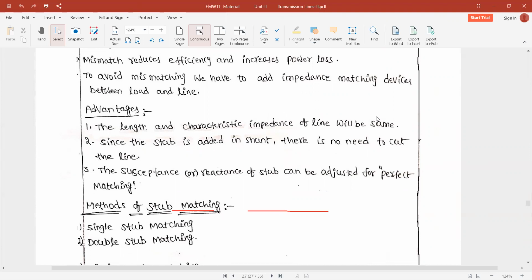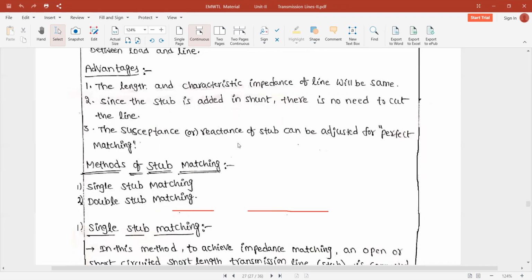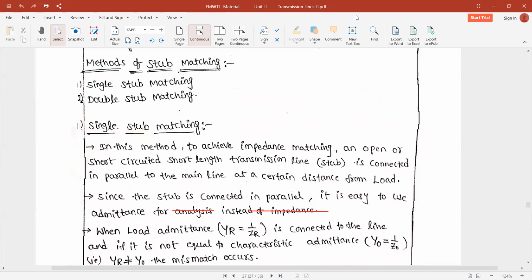Whenever there is a piece of transmission line you can add between the load and the line, its length and characteristic impedance of the line will be the same. Since the stub is added in shunt, there is no need to cut the line. The susceptance and the reactance of the stub can be adjusted for perfect matching. Thereby the power loss decreases and the efficiency also increases. There are 2 types of stub matching: single stub matching and double stub matching.